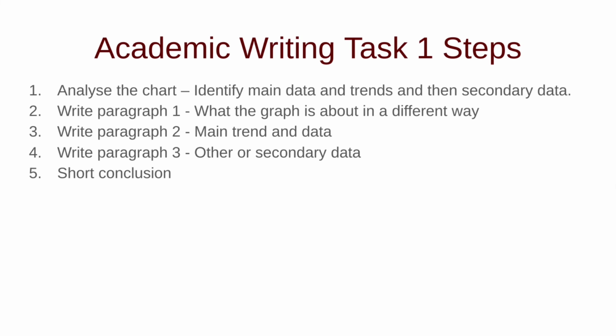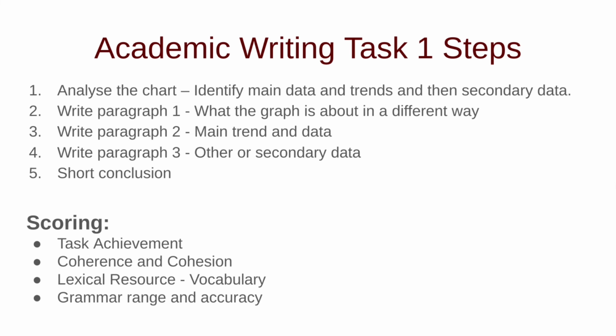So remember to follow these steps. Number 1. Analyze the chart. Identify the main data and trends, and then the secondary data. Write paragraph 1, what the graph is about, but in a different way than it says in the question. Then write paragraph 2, what are main trends and data points. And then paragraph 3, other or secondary data, and then, if you have time, a short conclusion.